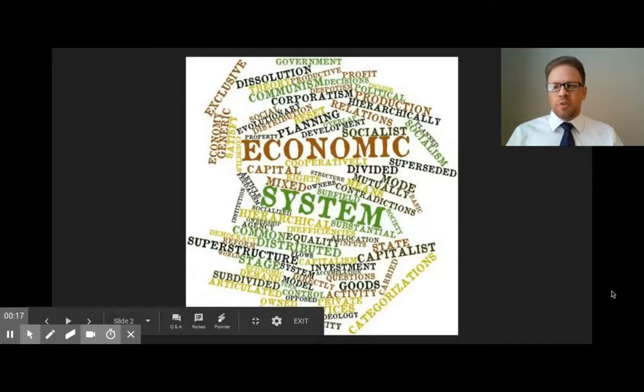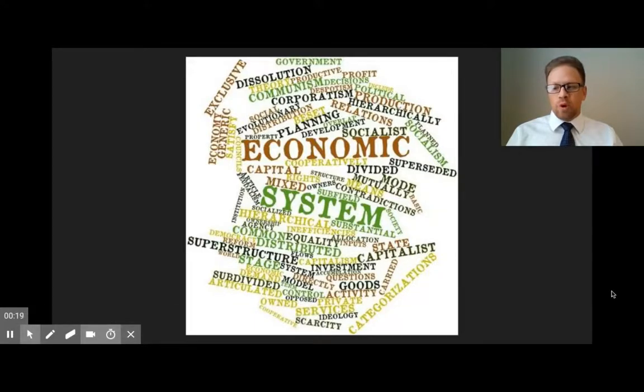Now, economic systems are the institutional frameworks that a society uses to allocate its resources to produce and distribute goods and services. So in other words, economic systems are actually the manner in which a society goes about answering economic questions. It's not what the answers are to the questions, but how they go about answering those questions.